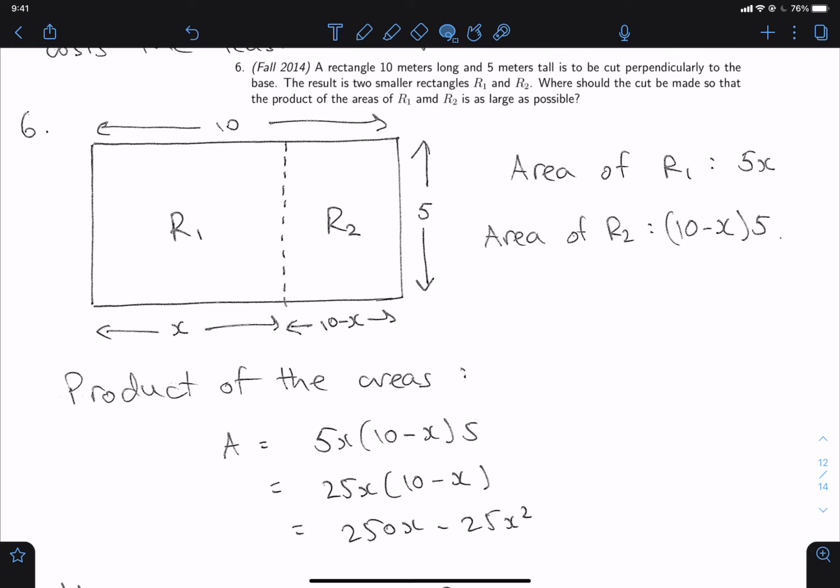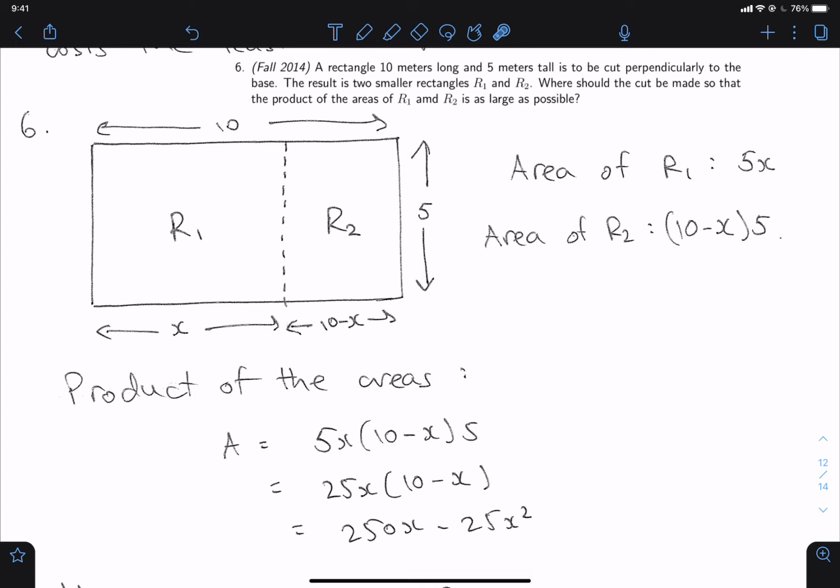Okay, so now you have this given rectangle, with the length equal to 10 and the height 5, right? And then you're going to cut this perpendicularly. There are many ways of cutting it, right? You can cut it here, here, or here. It's up to you. But our point is to consider the area of these two small rectangles and their product. We want their product of area to be as large as possible.